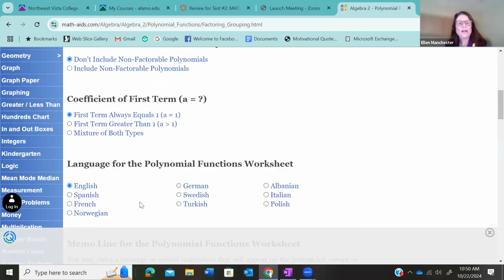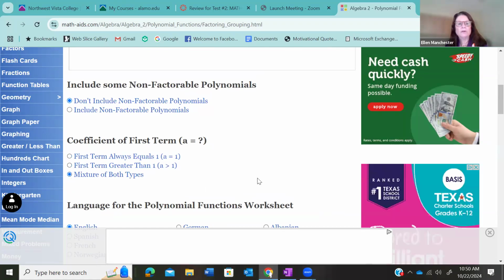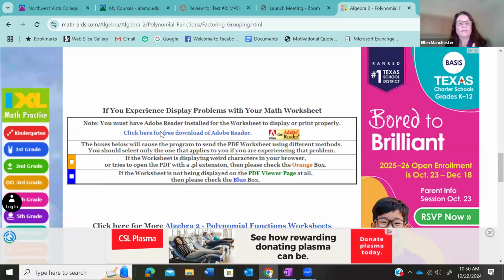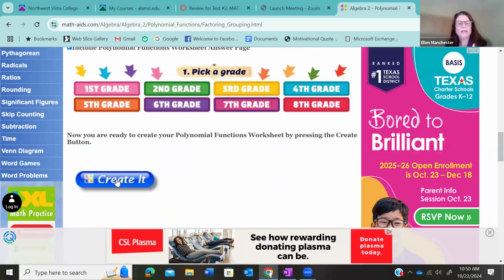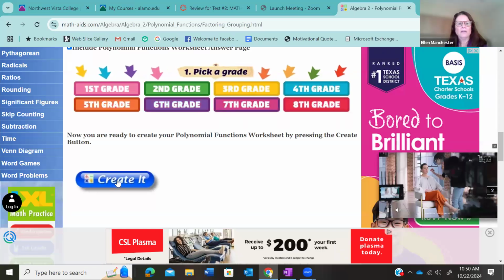So then you can kind of set it up. Do you want the first term to always equal 1, or greater? Do you want a mixture of both? So I'll do mixture of both. And then you hit create. So this is math-aids.com. And you hit create.